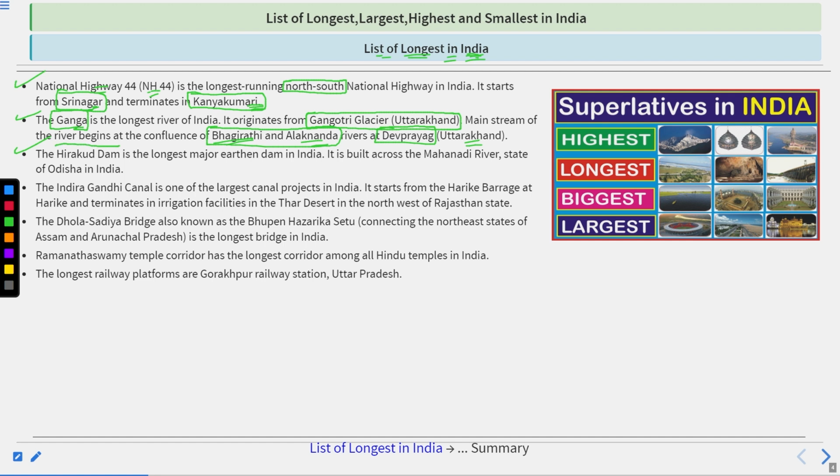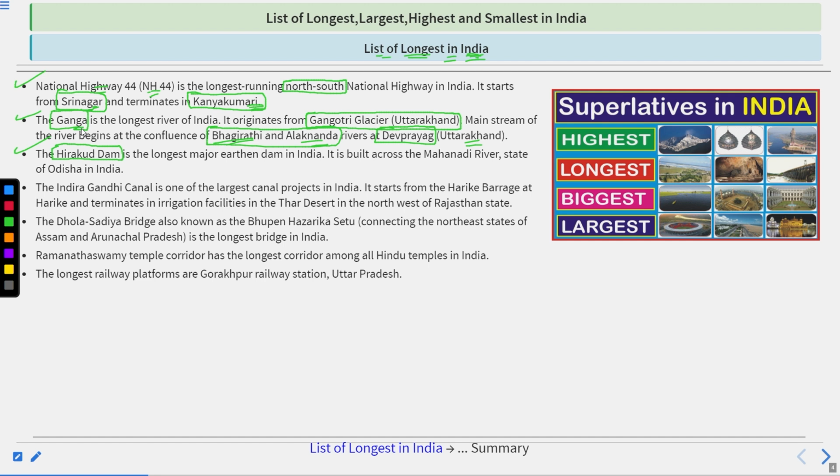Then we have the Hirakud Dam. Okay, there is one more point. The Ganga also merges with two rivers, Yamuna and Saraswati, at a place called Prayagraj or Allahabad in Uttar Pradesh. This is also called the Sangam of the three rivers Ganga, Yamuna and Saraswati, where the Ganga and Yamuna are clearly visible and Saraswati is believed to have disappeared and to flow beneath the earth.